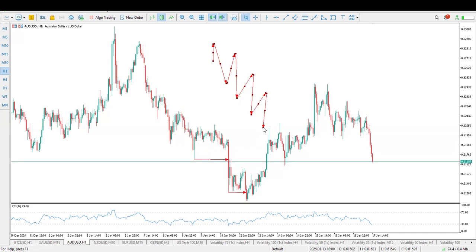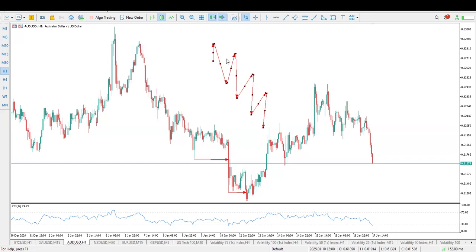Now, I'm using MT5 to do my analysis. You can do your analysis on MT5 or on TradingView. Most people prefer TradingView. But personally, I just like MT5 because I started using MT5 in the beginning stage of my learning. So I'm just used to MT5. I don't really fancy TradingView. It's only when I'm trading crypto that I use TradingView. But when it comes to Forex and synthetic indices, I just stick to MT5.